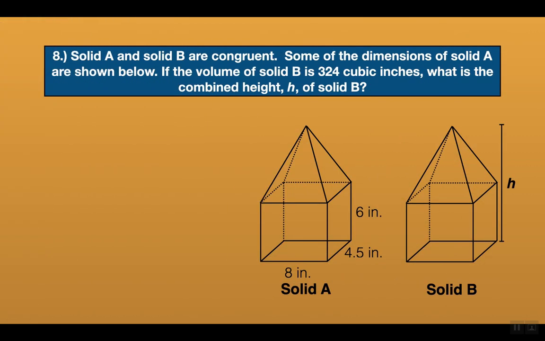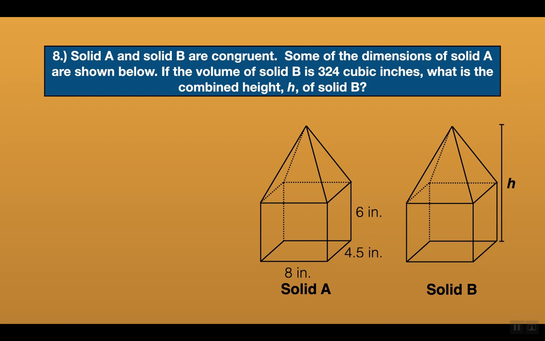Question 8. Solid A and solid B are congruent. Some of the dimensions of solid A are shown below. If the volume of solid B is 324 cubic inches, what is the combined height, h, of solid B? So we're looking for the combined height of solid B. If you look at the picture all the way on the right, that shows you what we're looking for. We're looking for the height. That includes the height of the rectangular prism on the bottom and the pyramid on the top, the combined height.